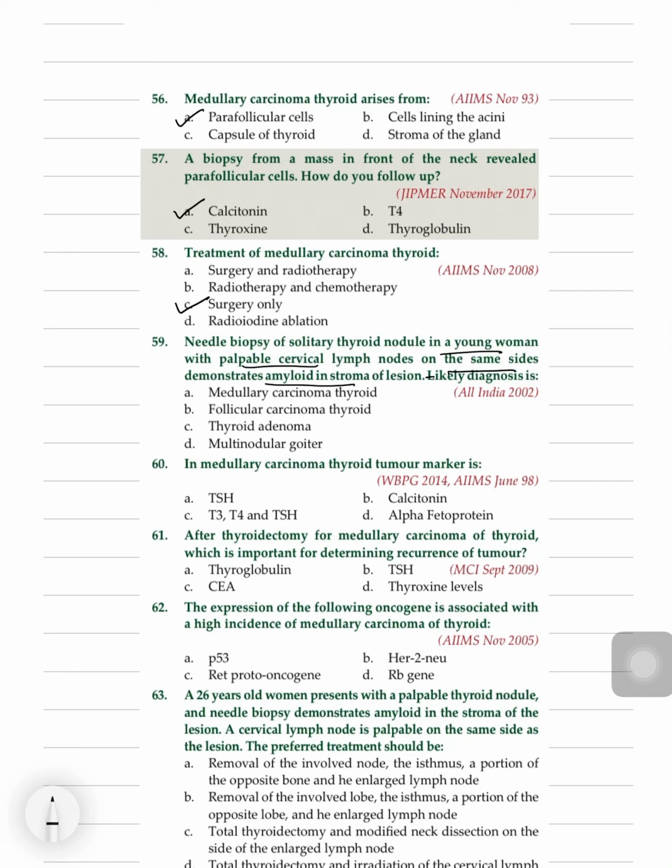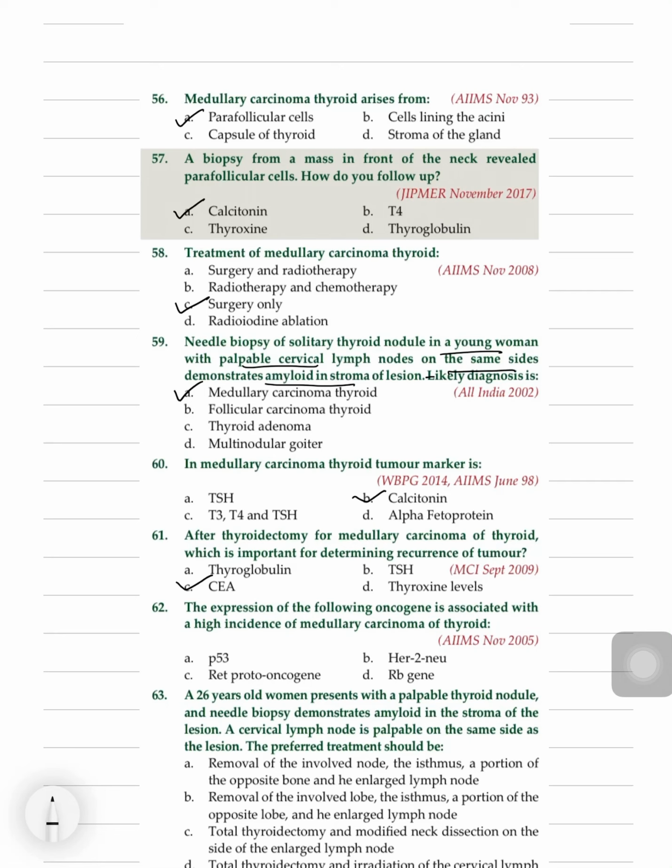So, if there is amyloid stroma and biopsy is showing parafollicular C cells, then straight away it is medullary carcinoma thyroid. In medullary carcinoma thyroid, the tumor marker is calcitonin. After thyroidectomy for medullary carcinoma of thyroid, which is important for determining the recurrence of the tumor? So I already told, if calcitonin is not there, the next option is CEA.